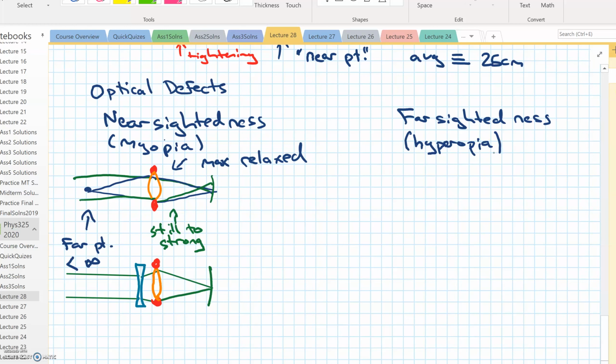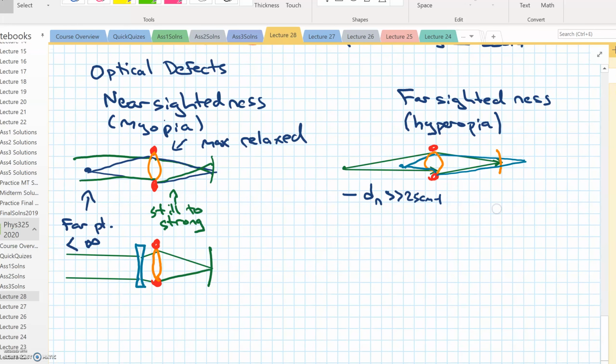And when you have maximally contracted ciliary muscles, that's the tightest focus you can get. The far point is still much greater than 25 centimeters away. Or rather, the near point is much greater than 25 centimeters away. So that if you put something at the supposed near point, the lens is just not going to be strong enough.